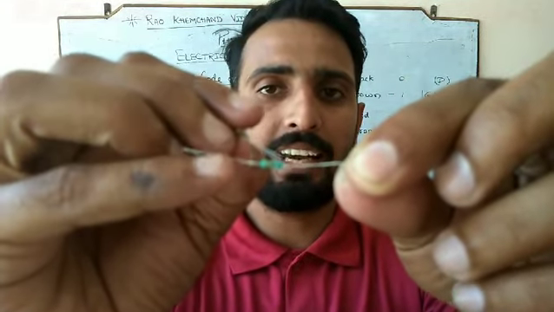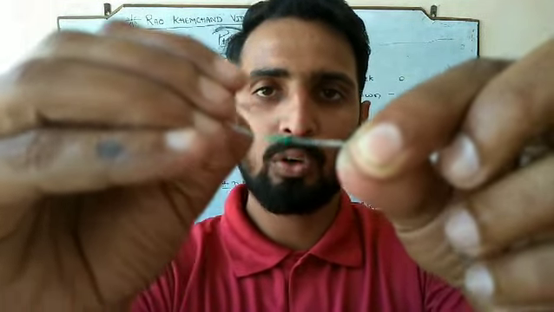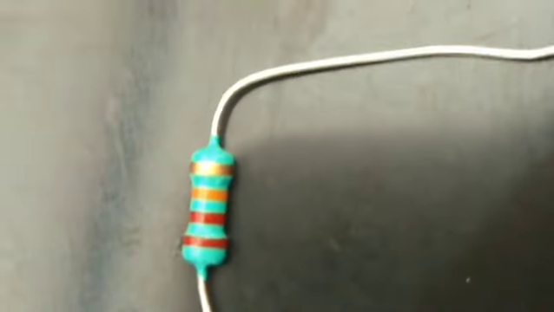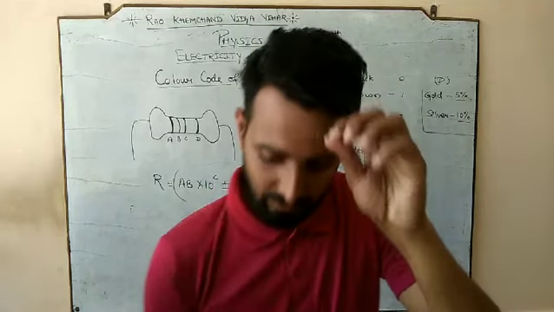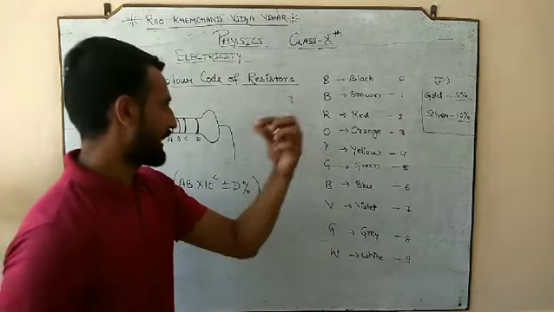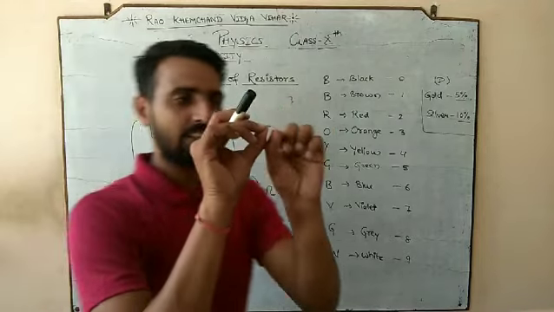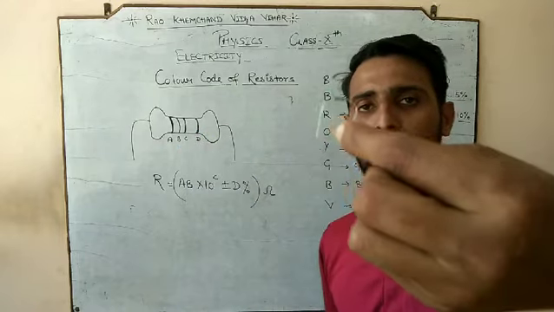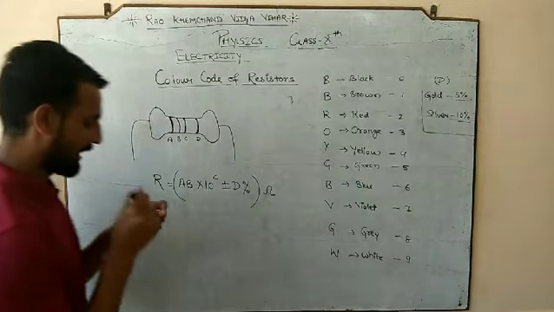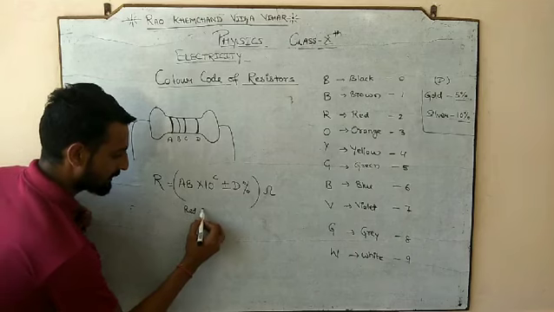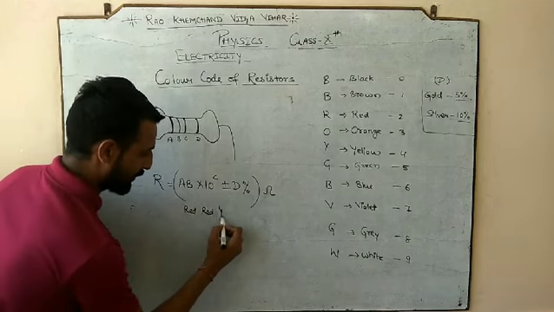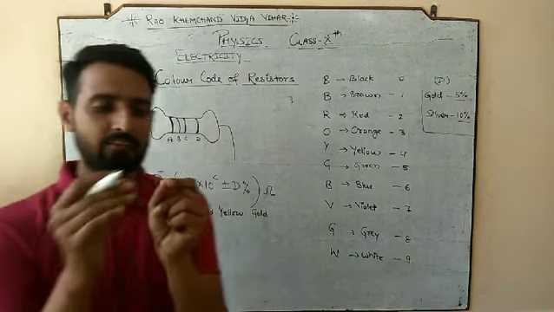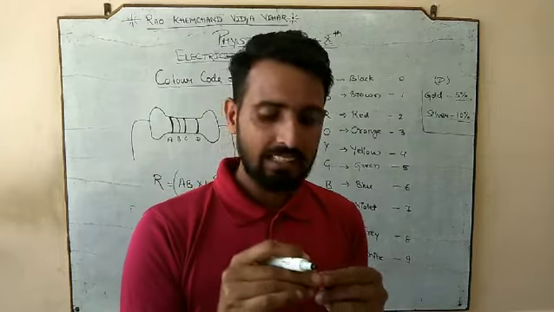Stripe number 1 is red, again red, then yellow, then gold. So we have the 4 colors here, and the 4 colors available in this simple board are looking the same, in the same manner as yours. And these 4 colors are red, red, yellow and gold.